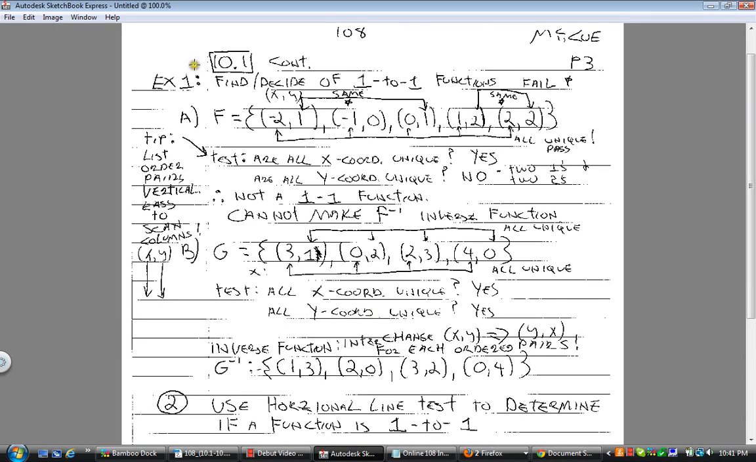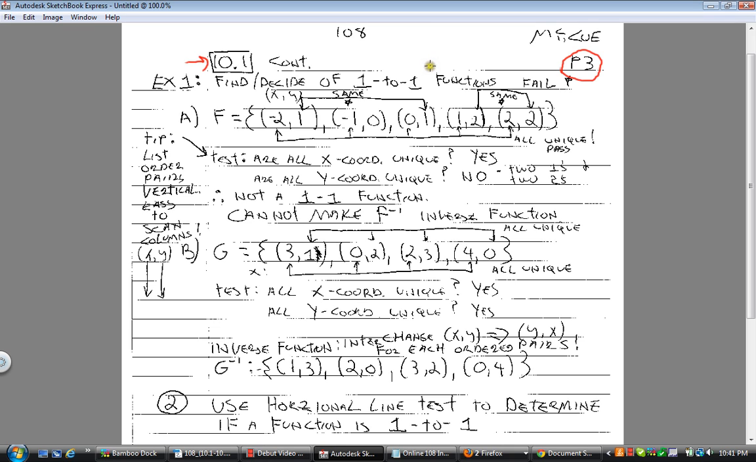We are on section 10.1, continuing our work on one-to-one functions, and we are on page 3. Okay, so now we're finally going to get to, we explained a lot about one-to-one functions, and now we need to maybe handle some of the homework problems you might see.